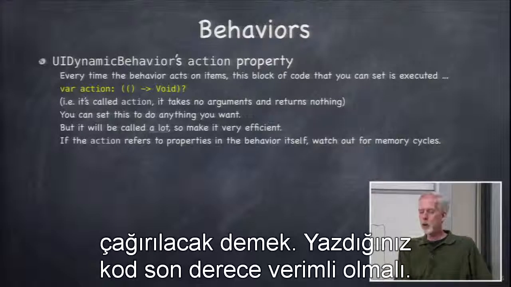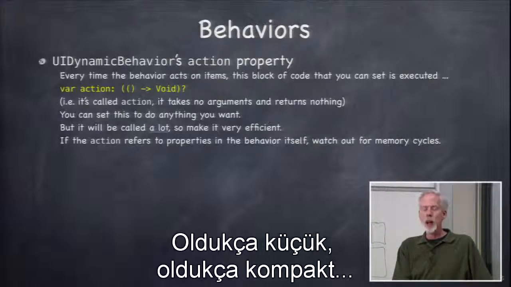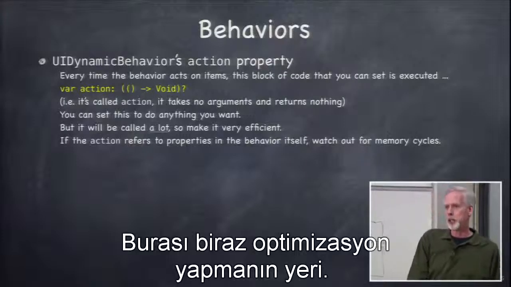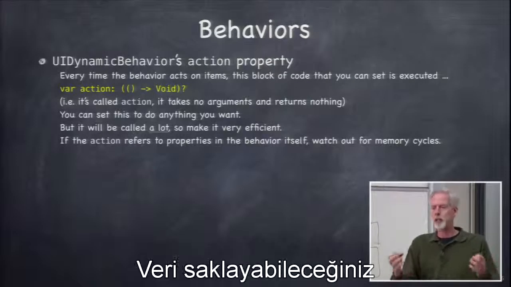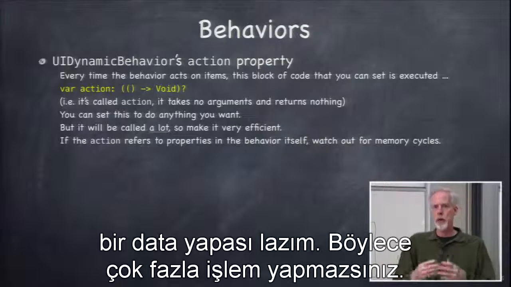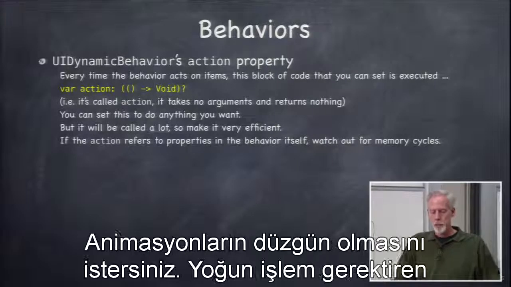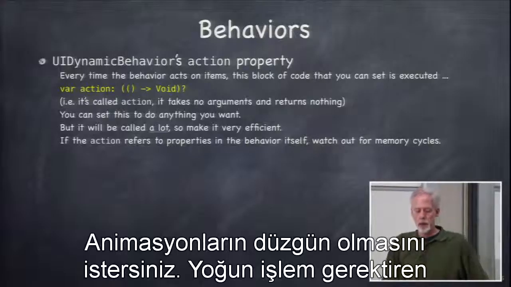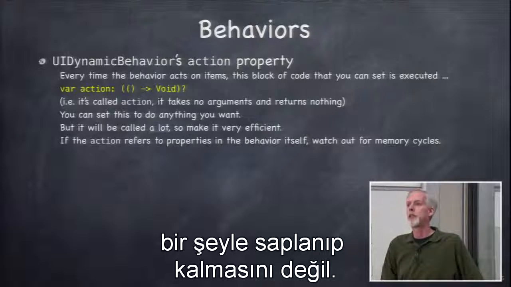So whatever code you put here in action wants to be really efficient. It wants to be very small, very compact. This is a place to do some optimization. Have a data structure where you can store things so you don't have to calculate things so much, because it's going to get called a lot. And you want your animations to be smooth. You don't want them to be bogged down with something heavy going on every single time it interacts.